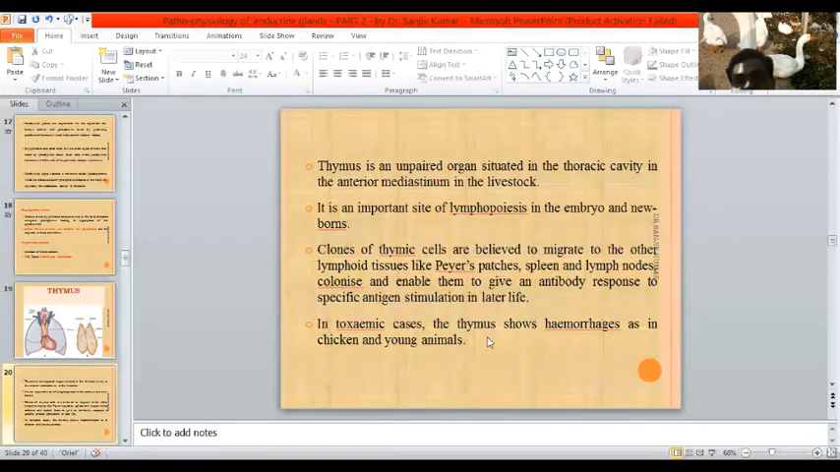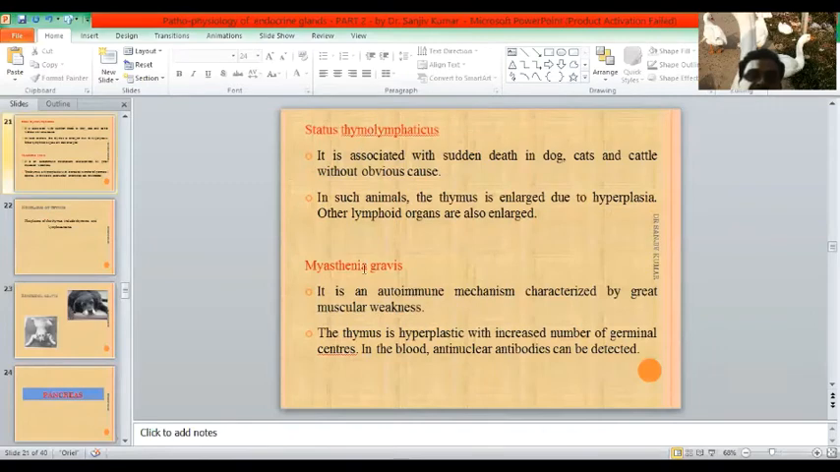The thymus will become hemorrhagic in toxemic cases. These are two conditions related to disorders of the thymus gland: one is status thymolymphaticus and the other is myasthenia gravis. Myasthenia gravis is more important from an objective point of view, and in humans it is also gaining much importance. It is also an autoimmune disease, remember it.